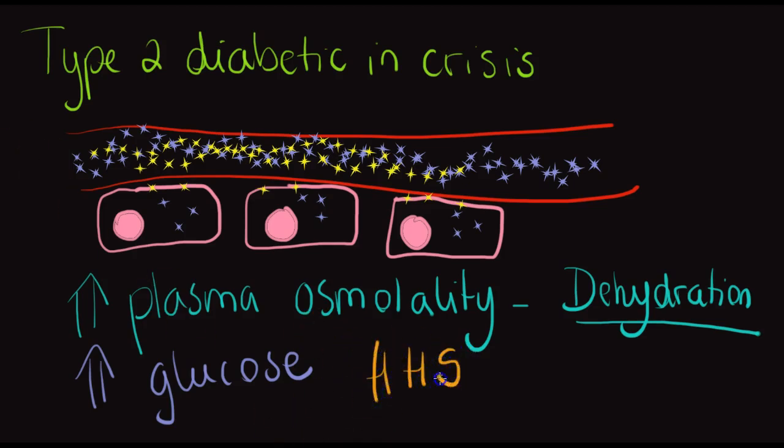HHS stands for hyperosmolar hyperglycemic state, also sometimes known as hyperosmolar hyperglycemic non-ketotic state. Either name can be used, but that is what happens in a type 2 diabetic that is in crisis, which is much different than what happens for a type 1 diabetic.